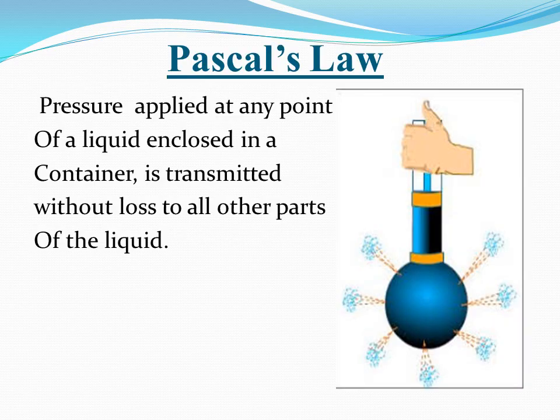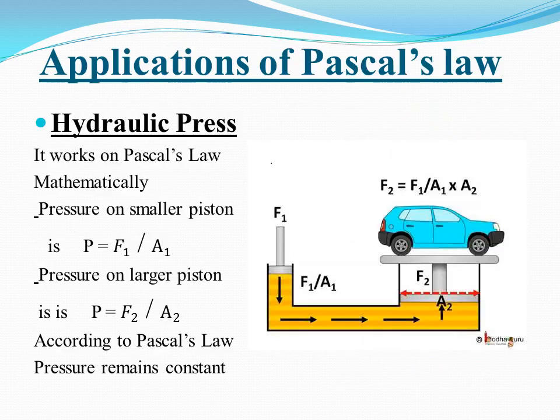Pascal's law. Pressure applied at any point of a liquid enclosed in a container is transmitted without loss to all other parts of the liquid. It can be demonstrated with the help of a glass vessel having holes all over its surface. You can clearly see in this diagram we have a glass vessel which has holes all over its surface. Fill it with water, push the piston. This piston is movable, you can move it up and down. The water rushes out of the holes in the vessel with the same pressure. The force applied on the piston exerts pressure on water. This pressure is transmitted equally throughout the liquid in all directions.